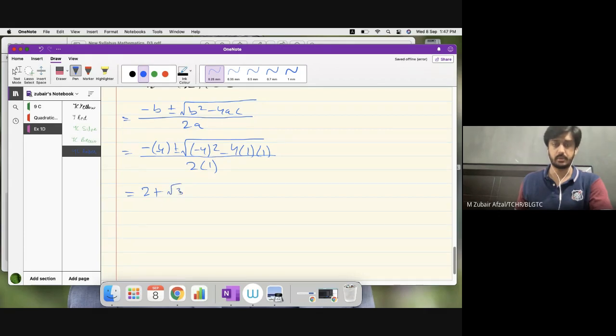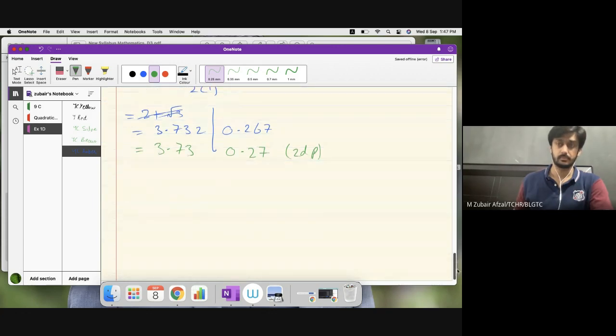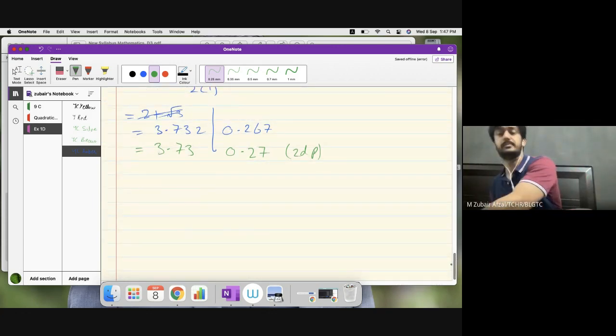Sorry, let me convert it into decimals. This is 3.732, and the other answer with the negative sign is 0.267. So up to 2 decimal places, this gets 3.73 and this is 0.27. 2 decimal places. Any confusions till now?